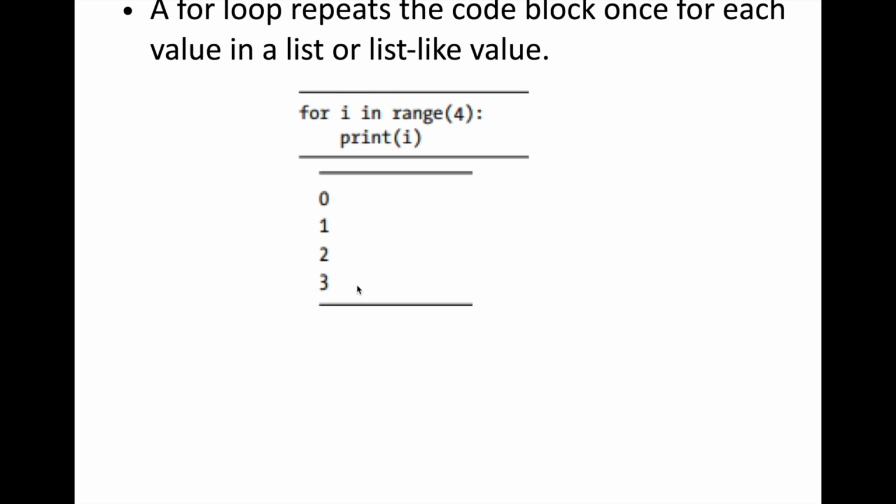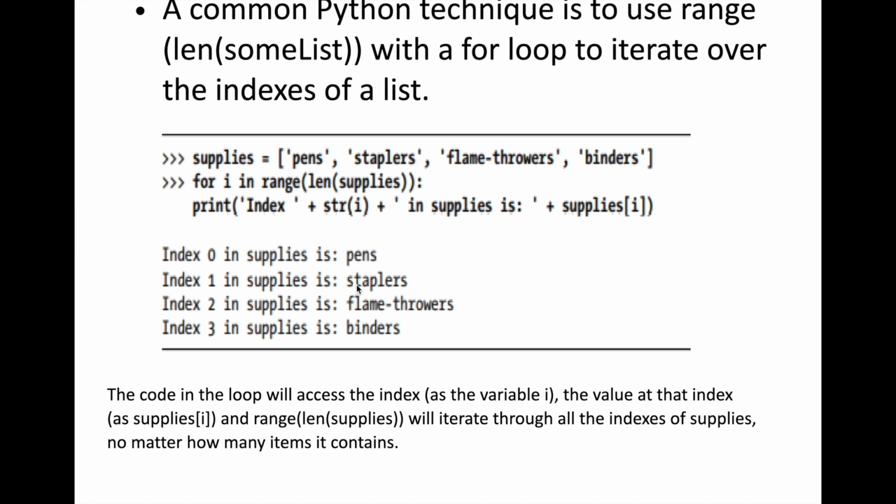Now, this is the general for loop. Instead of that, I can use a list in the for loop. So, a for loop can be used with lists. How to do that? See here. A common Python technique is to use range. Instead of using some value, I can pass the length of the list to a for loop. Using that, I can iterate over the indexes of a list.